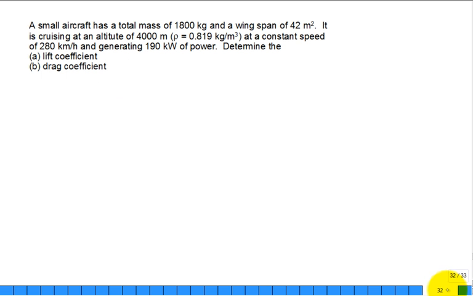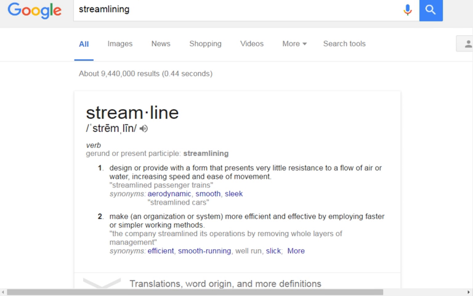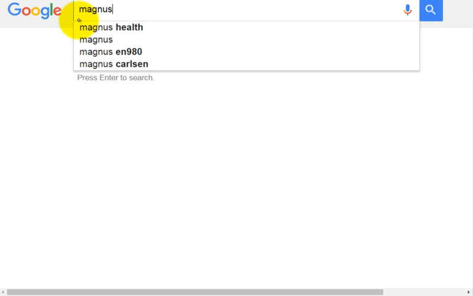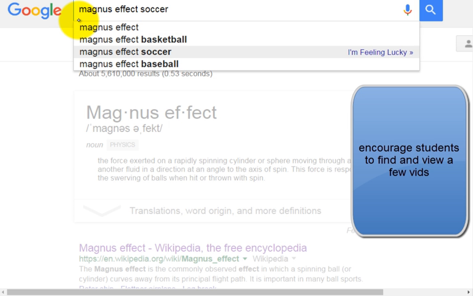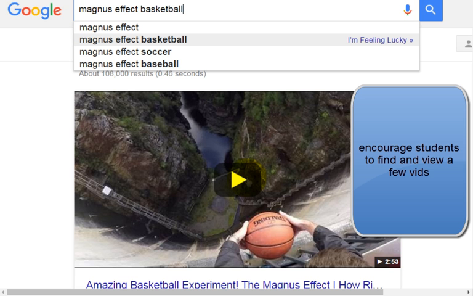This is an aircraft problem, so small aircraft. I was going to show some videos on YouTube, but I don't have time. Let me encourage you to do that. There's a couple out there with 2 or 3 million views. They're just incredible, entertaining videos. Maybe I should pull some up. Do you want to see them or not? Have you seen some of these? Magnus Effect. Baseball, basketball, I don't know. Basketball, this one right here.